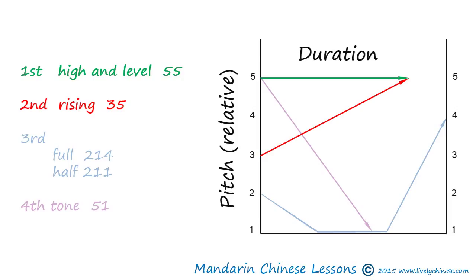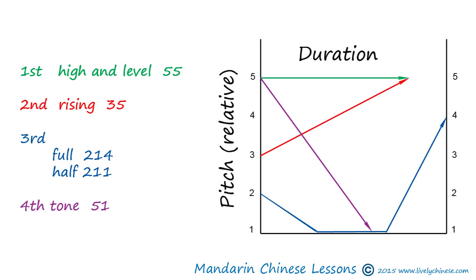Third is that you can recognize a half-third tone by the fact that it has a lower pitch all the way. And you can recognize a full third tone by the fact that it starts at the lower pitch and rises higher halfway, but not as high as the second tone or the first tone end. Another fact about the full third tone is that it has a noticeably longer duration. The fourth tone goes from high pitch to low pitch, and it's a rather sharp drop.